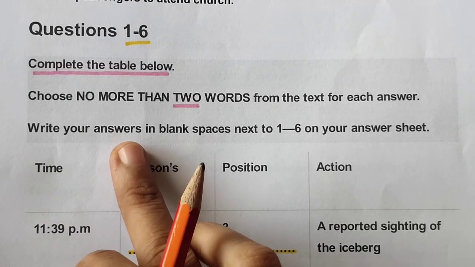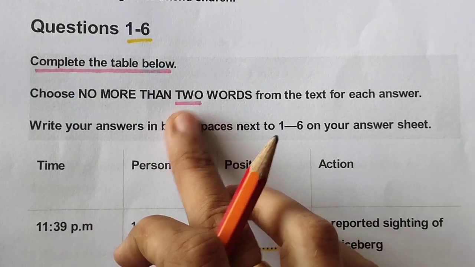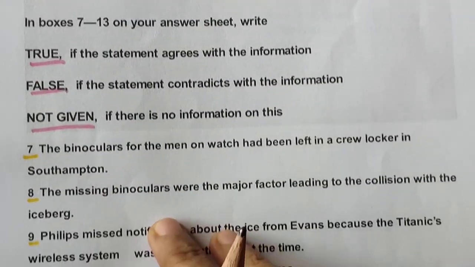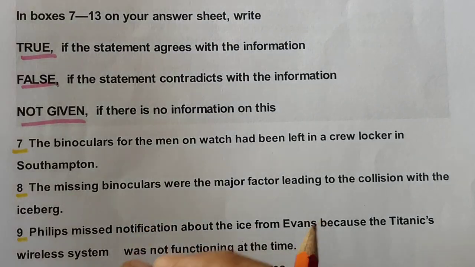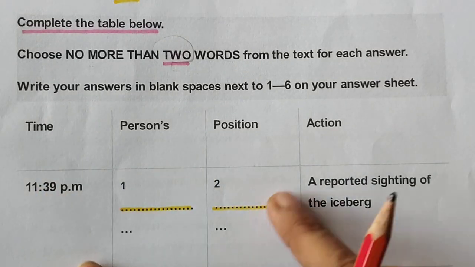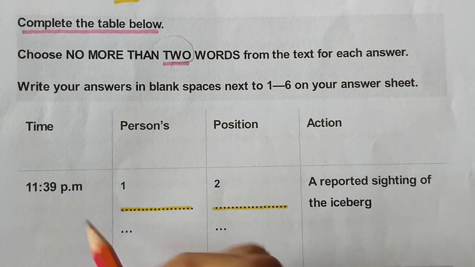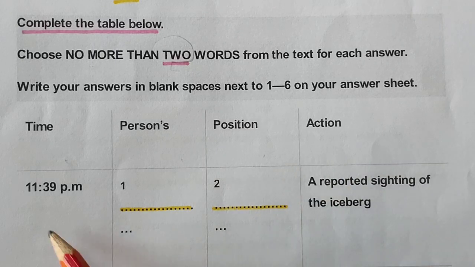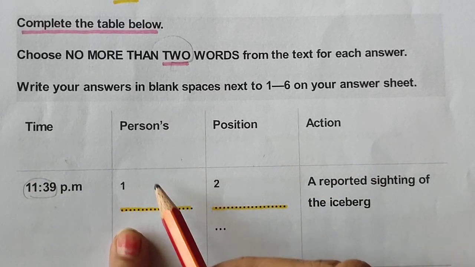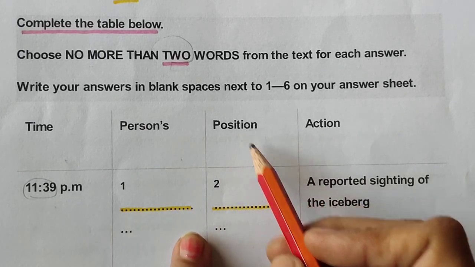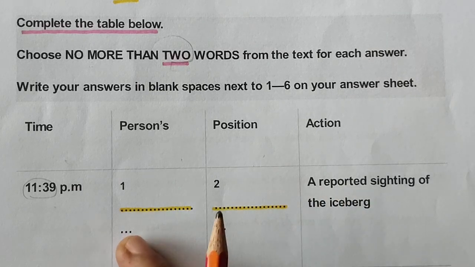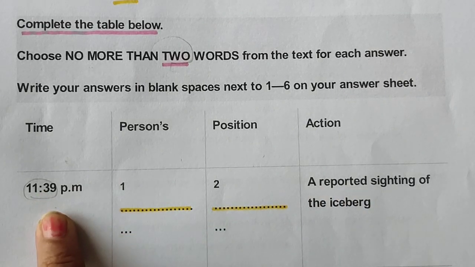So here the first type of question is complete the table below, no more than 2 words. The second type of question is true, false, not given. I will start my reading from complete the table below. Table means they have given the fill in the blanks in table form: time, persons, position and action. So at this time, a person's name may be there, his position, and what action he did after this. So 11:39 is my keyword.